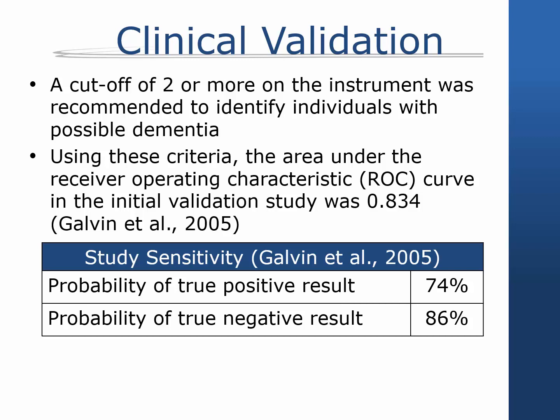Using these criteria, the area under the Receiver Operating Characteristic, ROC curve, in the initial validation study was 0.834. In this study, sensitivity, the probability that a positive result, here a score of 2 or higher, is a true positive, that is, among those diagnosed with mild or moderate dementia, was 74%. And specificity, the probability that a negative result, here a score of less than 2, is a true negative, that is, that among those found not to have mild or moderate dementia, was 86%.